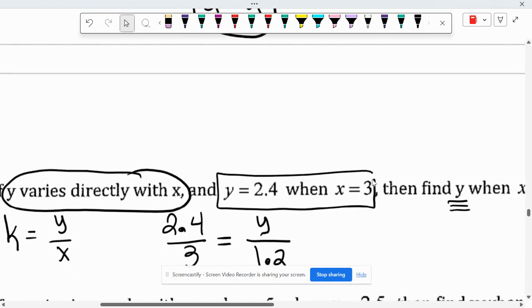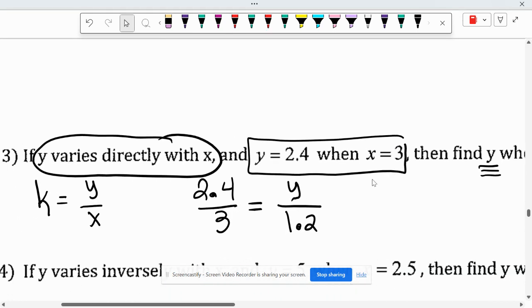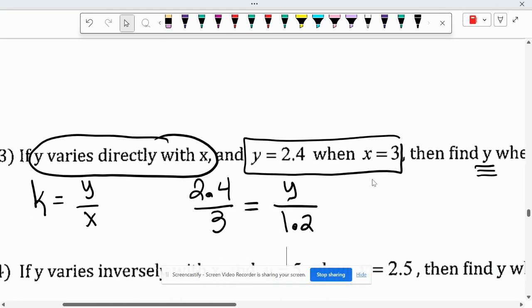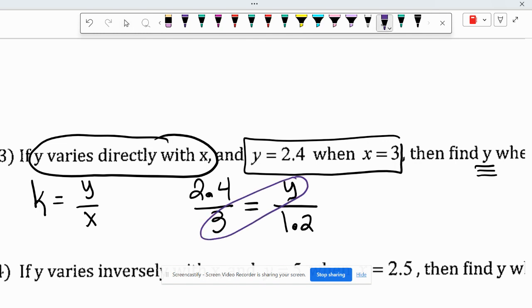Does this make sense what we're doing? I'm just setting up proportions, right? Making sure that I put y where the y goes and x where the x goes. If I'm trying to find y, I leave it as the variable y. Cross multiply. 3 times y is 3y. 2.4 times 1.2 is 2.88. Yeah, I think it's 2.88. Someone check that. Yeah, okay, cool.